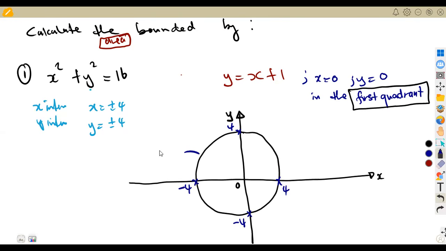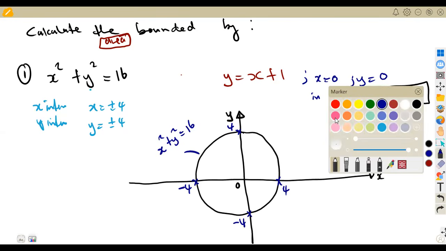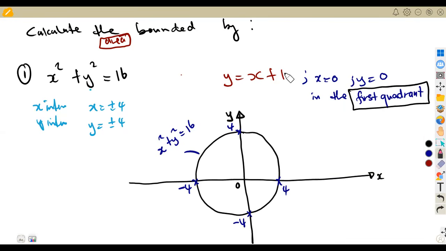All right, so this is the equation of the circle that we have, x squared plus y squared is equal to 16. We shall see, depending on the format of the equation, how we can write it at the end. But for the meantime, let us just have it this way. And we also have a straight line y is equal to x plus 1, where just like on our circle, we can find the values of the x-intercept. Remember, for the x-intercept, y must be equal to 0. So if y is equal to 0, x will be equal to -1.